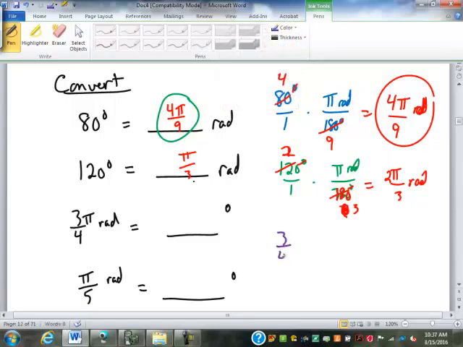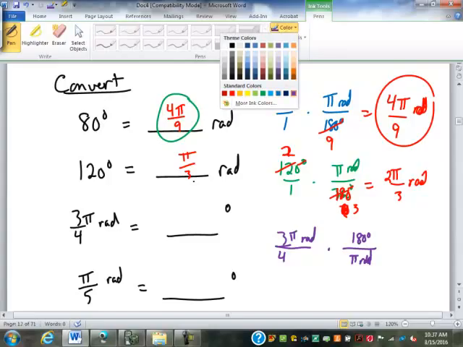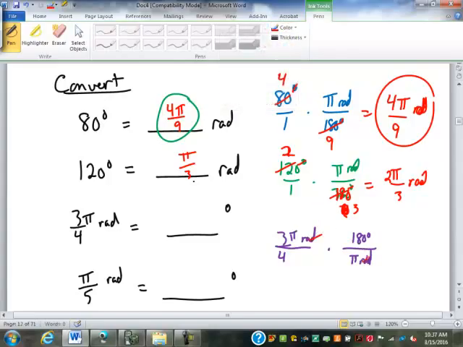So 3, we're going to do this 3 pi radians over 4 is the way we're going to write that. Times pi radians on bottom, 180 degrees on top. So the radians cancel, the pi's cancel. 3/4 times 180 is 135 degrees.